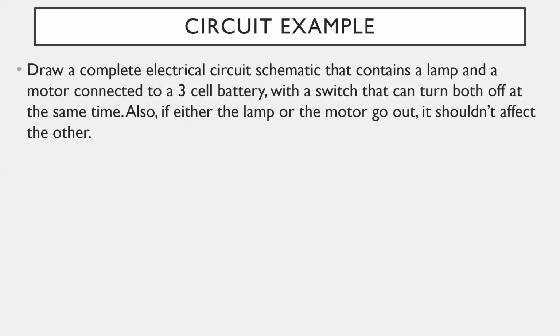So again, since it told us that the lamp and the motor, if either one of them go out, it shouldn't affect the other, that tells us right off the bat we've got to do a parallel circuit here. Also, another thing is our power supply is a 3-cell battery. These can be a little tricky to draw. I'm going to draw mine over here.